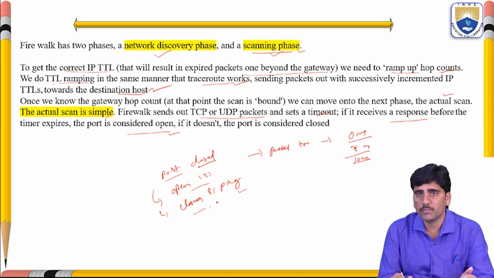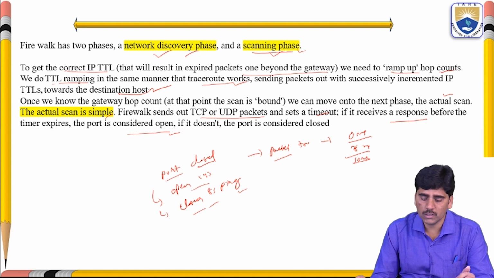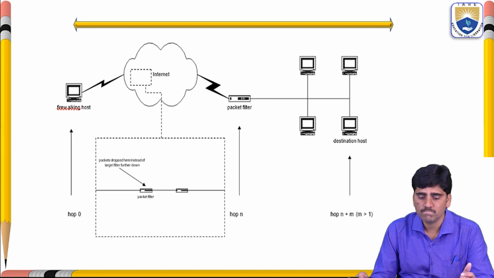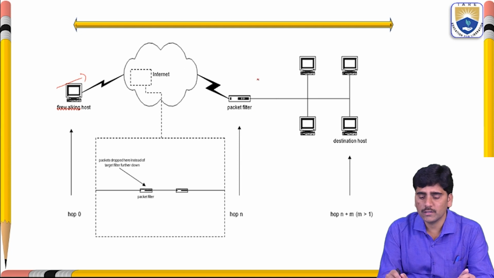Like that, all the ports which are open or closed have to be displayed. So that is the scanning phase, and the first one is the network discovery phase. By providing this ping command, we can identify whether the target system is alive or not. If the target system is alive, then perform the scanning phase as the second phase. In the scanning phase, it displays all the open ports and closed ports along with their port numbers. Here we can understand that this is the firewalking host, this is the internet, this is the packet filter, and this is the destination host.